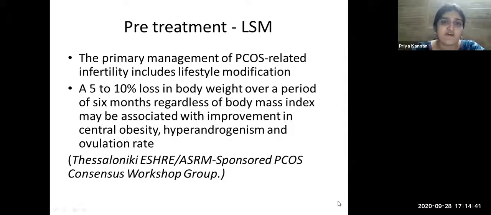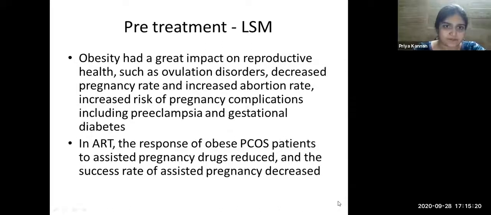The first and foremost in any treatment of PCOS is lifestyle modification. The primary management is lifestyle modification. Even a body weight loss of 5 to 10%, even if over a period of 6 months, regardless of the BMI, is associated with improvement in central obesity, hyperandrogenism, and ovulation rate. So the moment hyperandrogenism goes down and insulin resistance goes down, the milieu of the ovary improves, and hence the quality of the oocyte improves drastically.